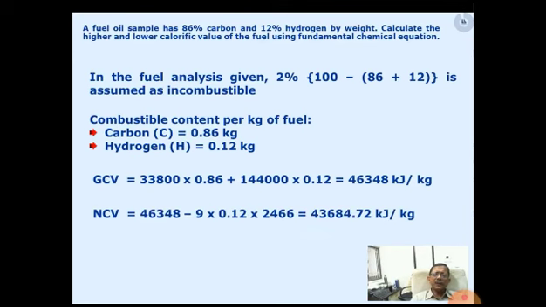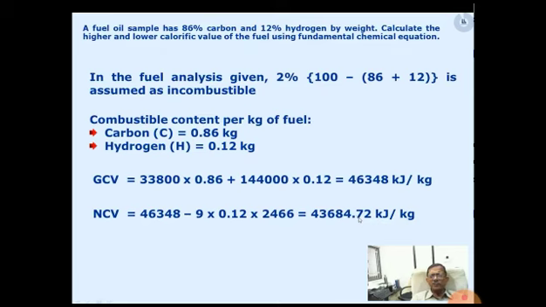Now for the net calorific value, again we deduct the moisture part. So it is 46,348 minus 9 times the hydrogen, 0.12, into 2466. There is no moisture available, so not 9H plus M, only 9H. And the net calorific value will be 43,684.72.